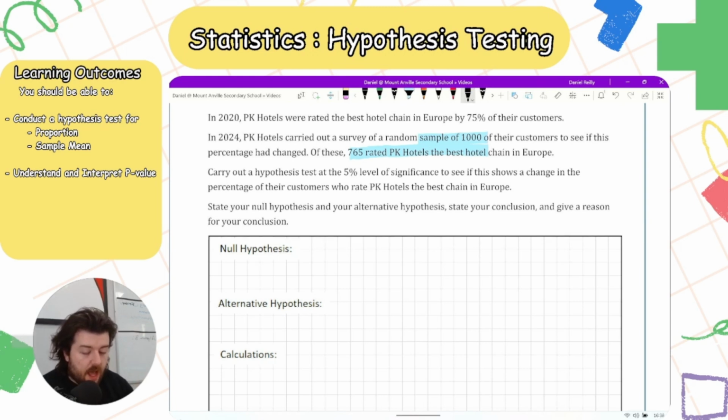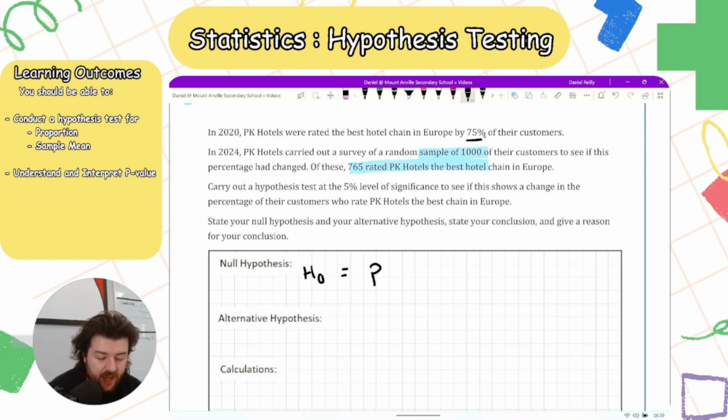So my null hypothesis, H0, that would be my population proportion. Now I know I'm dealing with population proportion here because I'm dealing with percentages. There's no mention of mean, there's no mention of anything else. I'm dealing with percentages here. So that's my claim here. My claim is 75%.